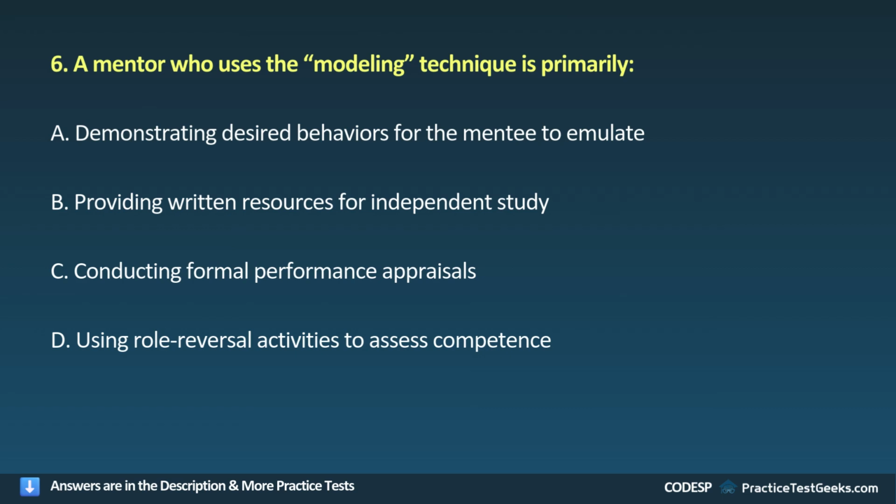6. A mentor who uses the modeling technique is primarily A. Demonstrating desired behaviors for the mentee to emulate. B. Providing written resources for independent study. C. Conducting formal performance appraisals. D. Using role reversal activities to assess competence.